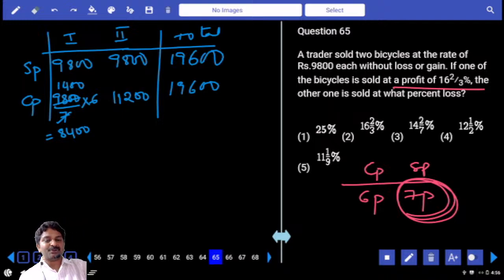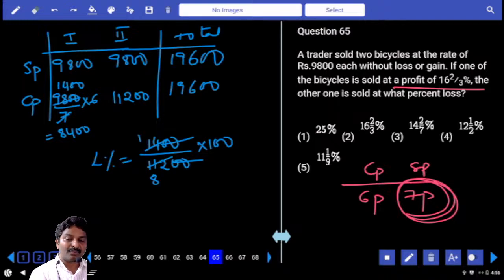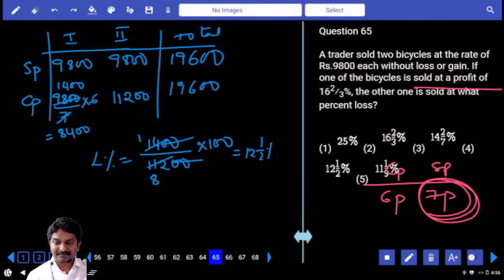Cost price is 11,200. Selling price is 9,800. There is a loss. Loss is equal to 1,400. Calculated upon cost price 11,200. Percentage into 100. 2 zeros get cancelled. 14 once, 14 8 times. 1 by 8 into 100. Answer 12.5%. Followed?